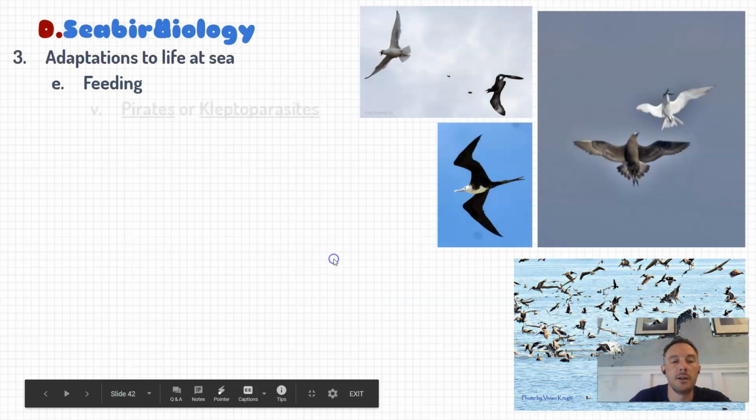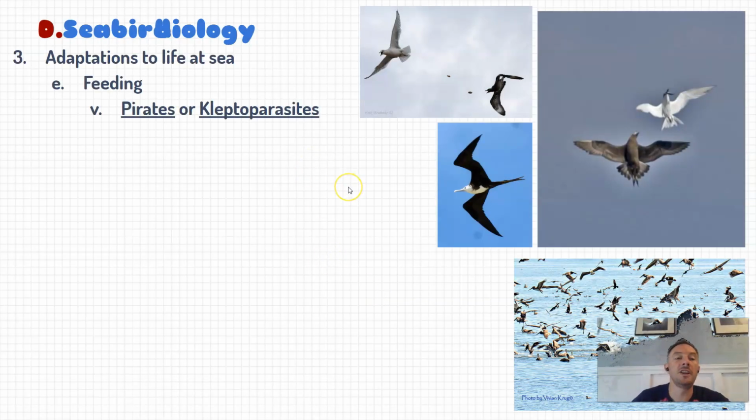Two more, and we're done. All right. Feeding strategies. Pirating is one. So now you're stealing. And this is a feeding strategy that is employed by several different groups of birds. A fancy name for that would be kleptoparasitism.